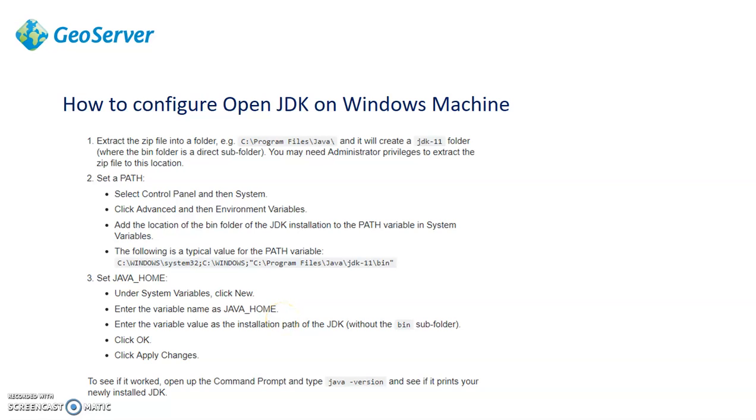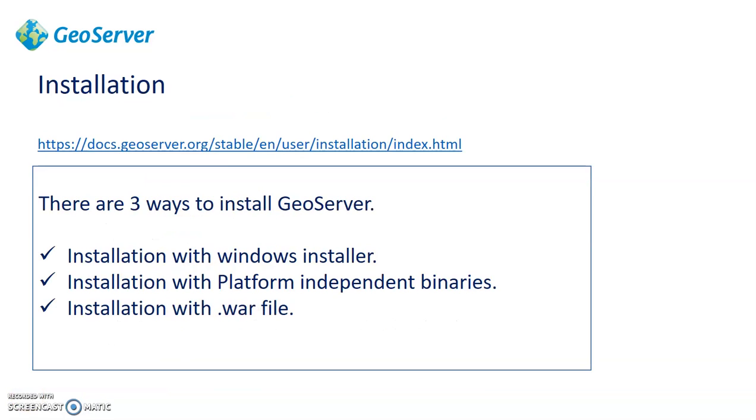Hi friends, in our last section we saw how we can configure the JDK in our system. Now we will see how we can install the GeoServer. In our last section we discussed that there are three ways to install the GeoServer: installation with Windows installer, with platform independent binaries, and with .war file. So first of all we will go with Windows installer, right?